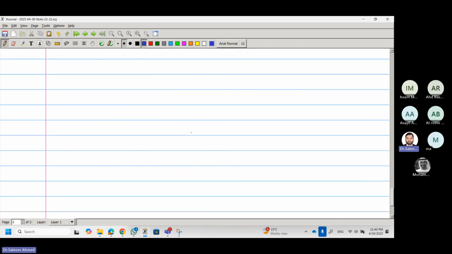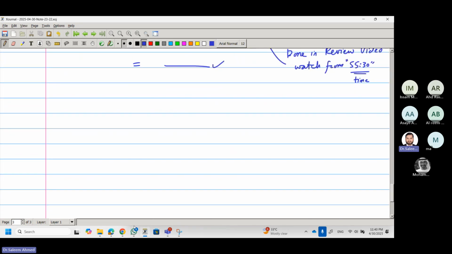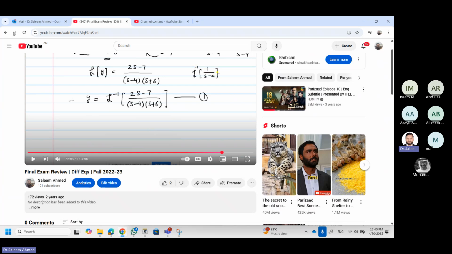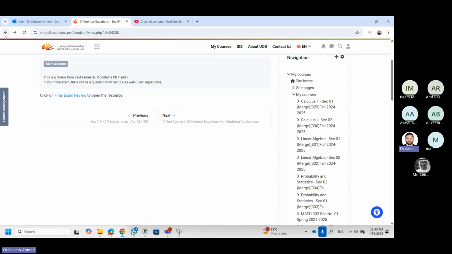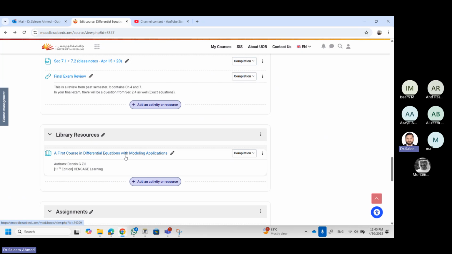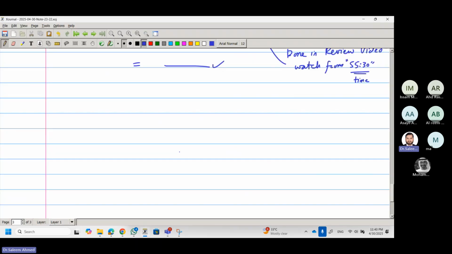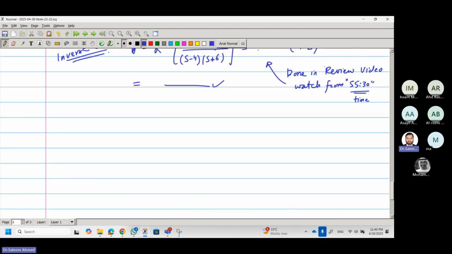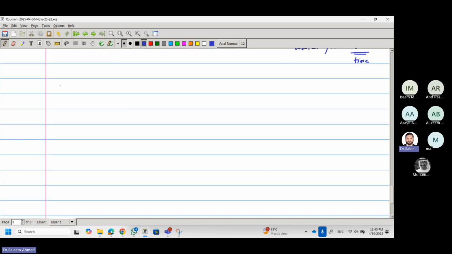So one question that I did not do in the review session because it was not included for the previous semester. If you go to this final exam review, I said, in your final exam, there will be a question from section 2.4, exact equation. This is something which I never asked, not in midterm, not in quizzes. I left it for the final exam because they said there should be some part from the midterm as well. So this is the contribution from the midterm. So there will be one question from exact equation.